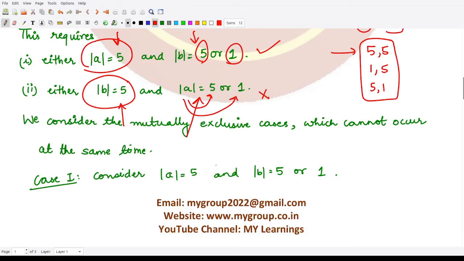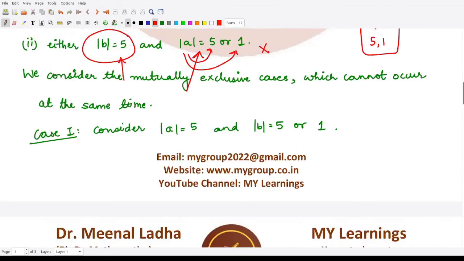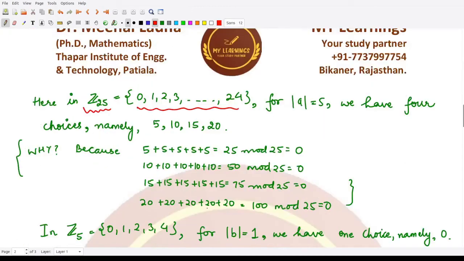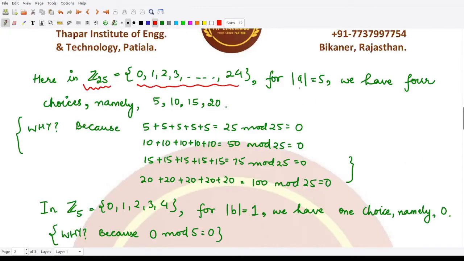So in the first part, we consider that the order of A is 5 and B could have the order 5 as well as 1. Now this element A is taken from the group Z25, which contains 25 elements. From these 25 elements, we need to find those elements which have order 5, right? So there are 4 such elements, namely 5, 10, 15 and 20.